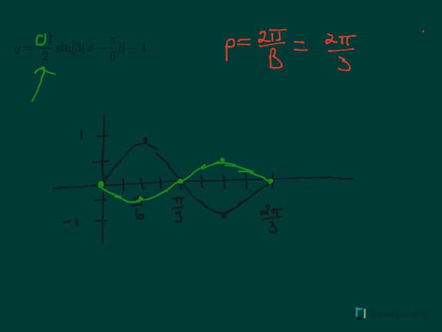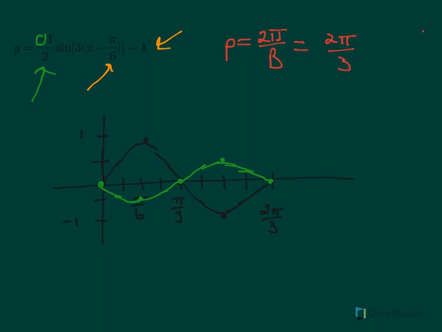And now we can go ahead and apply the shifting. Most students prefer to do the shifting all in one move. You can do it in 2 separate moves. We know it's going to go to the right because of the phase shift, and it's going to go down because of the vertical shift. So it's going to go to the right pi over 6, and it's going to go down 1.